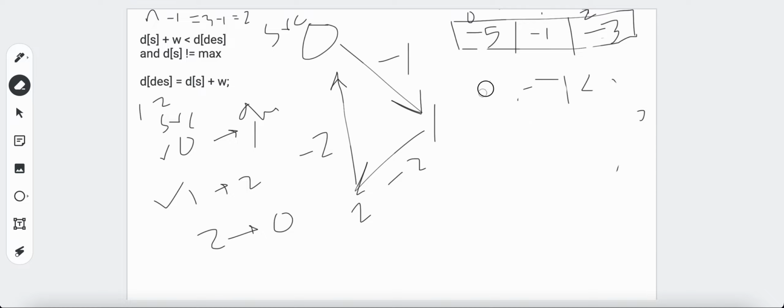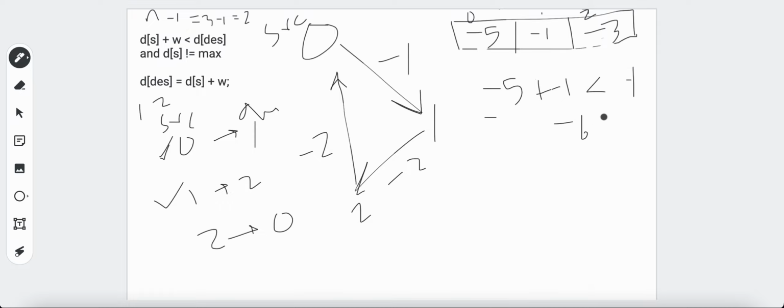For the second also, the same condition applies: the distance of source should not be the maximum value, and the distance of source plus the weight must be less than the destination. What is the distance of source here? We are again starting from 0, so it's minus 5. What is the weight? Minus 1, so minus 5 plus minus 1. Is it less than the distance of destination 1, which is minus 1? Yes, minus 6 is less than minus 1. So we will be updating this as minus 6. Okay, perfect.